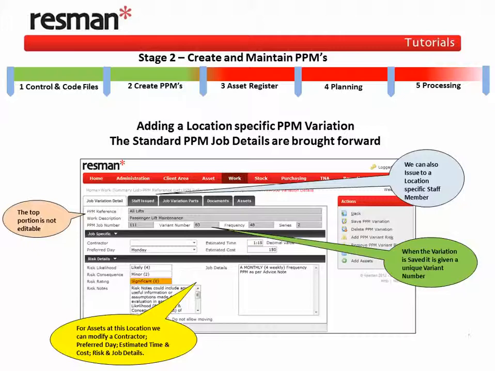We can then add different values to all or any of the fields that are available, and when the variation job is saved, it gives a unique variant reference. And that finishes stage 2 of our PPM setup.